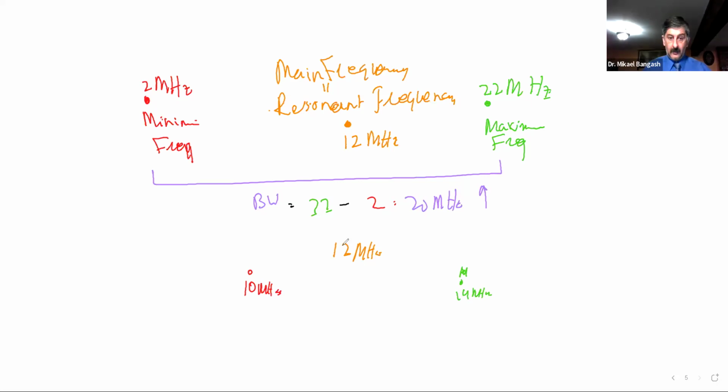So although it still has a main frequency of 12 megahertz, if you look here, what is it that it is going to have? There's going to be a bandwidth, which is just the difference between 10 and 14, which is going to be 4 megahertz. What we mean is that this one will have a narrower bandwidth.